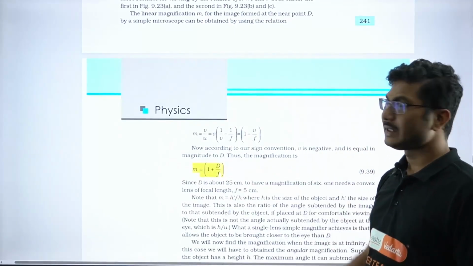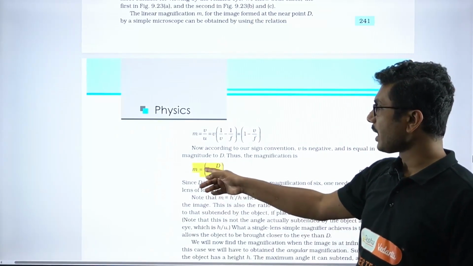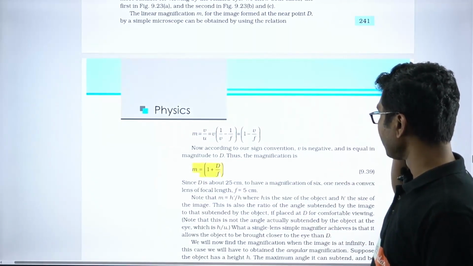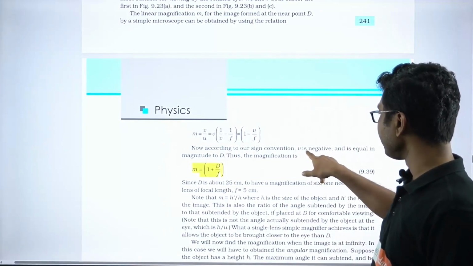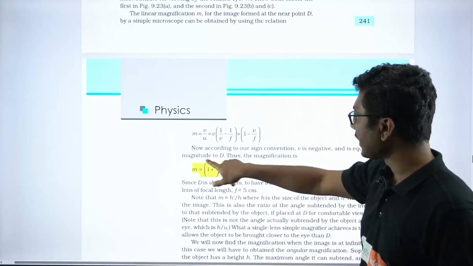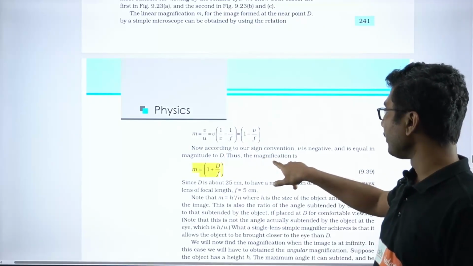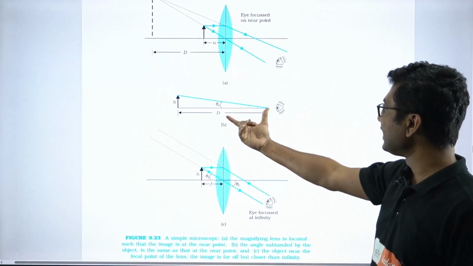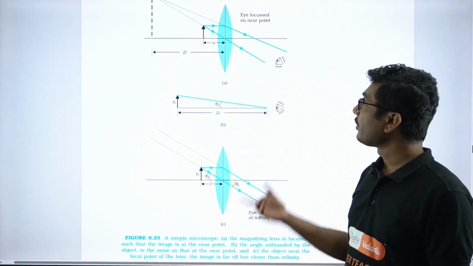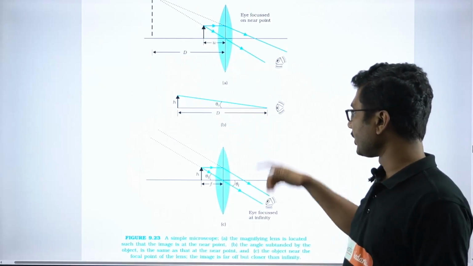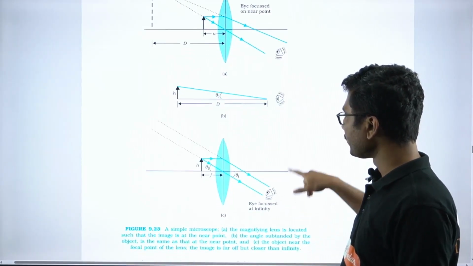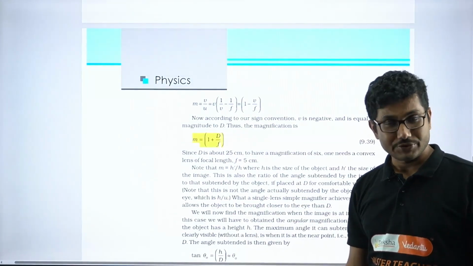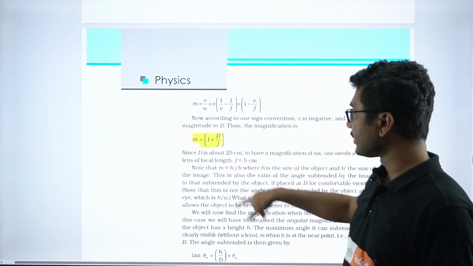Now the magnification in the case of a microscope is given by m equals D by f. According to our sign convention, v is negative and equal in magnitude to D, thus the magnification is given by 1 plus D by f. Here D is the minimum distance of distinct vision, from where you are seeing the object. So be careful to solve this question. Once I have seen this question come as an MCQ, so be ready. If you see these questions, you can answer them.